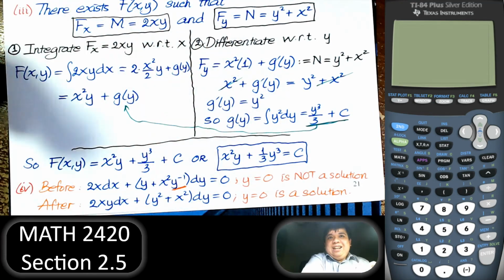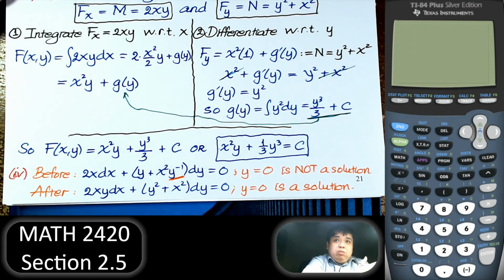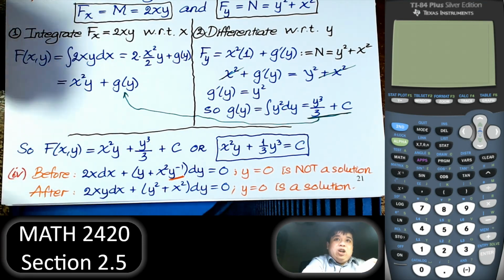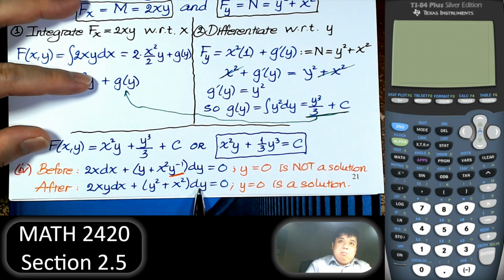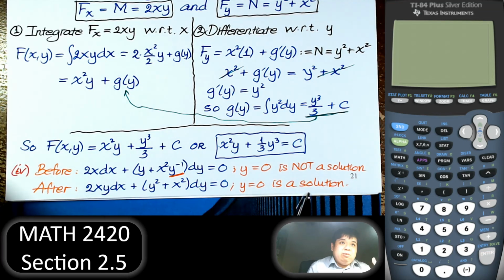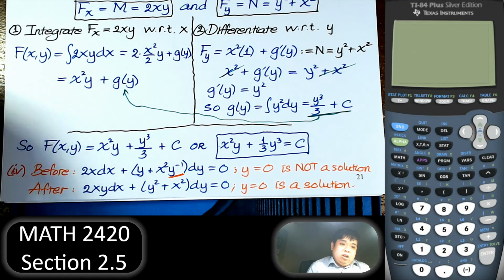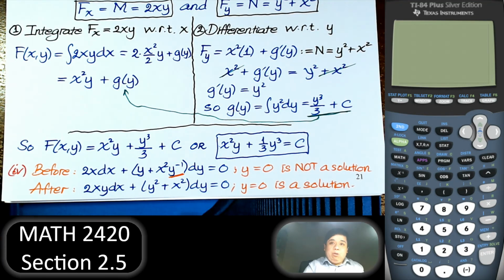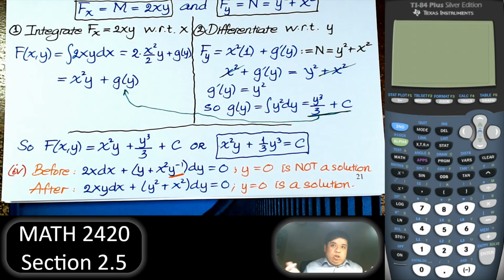Right, and then the last part of it is just common sense. If we didn't have something before and we have something after, that means we gain a solution. Originally it is not a solution, but it is a solution after multiplying the integrating factor. So we gain a solution of y equal to 0. That one is obvious.